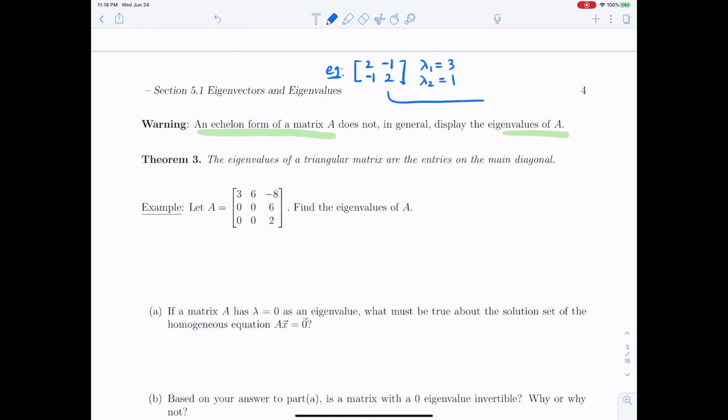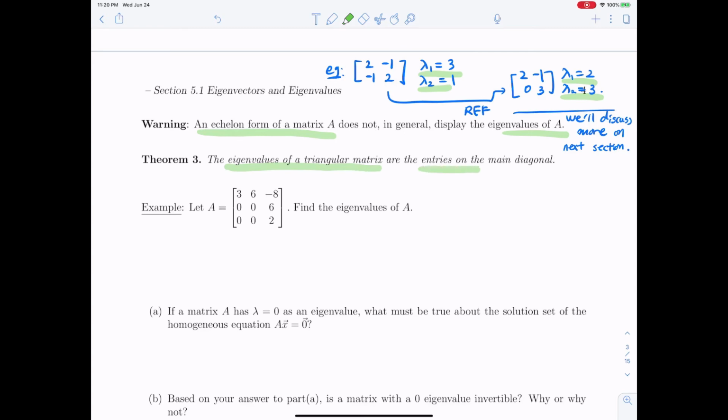But if you take the REF of this matrix, then you will get, I guess, 2, negative 1, 0, and 3. But in this case, the eigenvalues are given by 2 and 3. So basically, row operations do not preserve the eigenvalues, and we will see how to get the eigenvalues in detail in the next section. But if the matrix is a triangular matrix, then the eigenvalues of a triangular matrix are just the entries on the main diagonal.